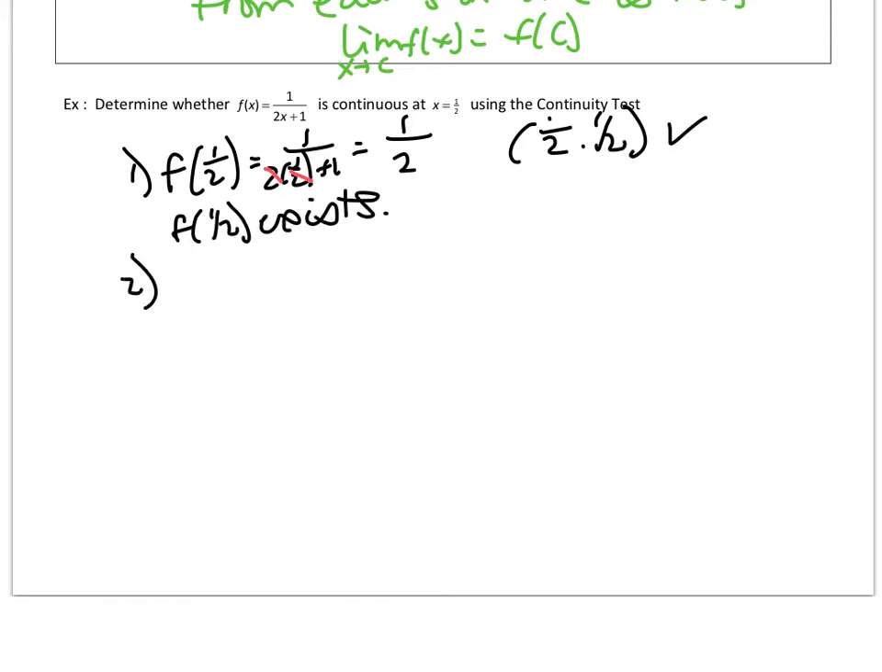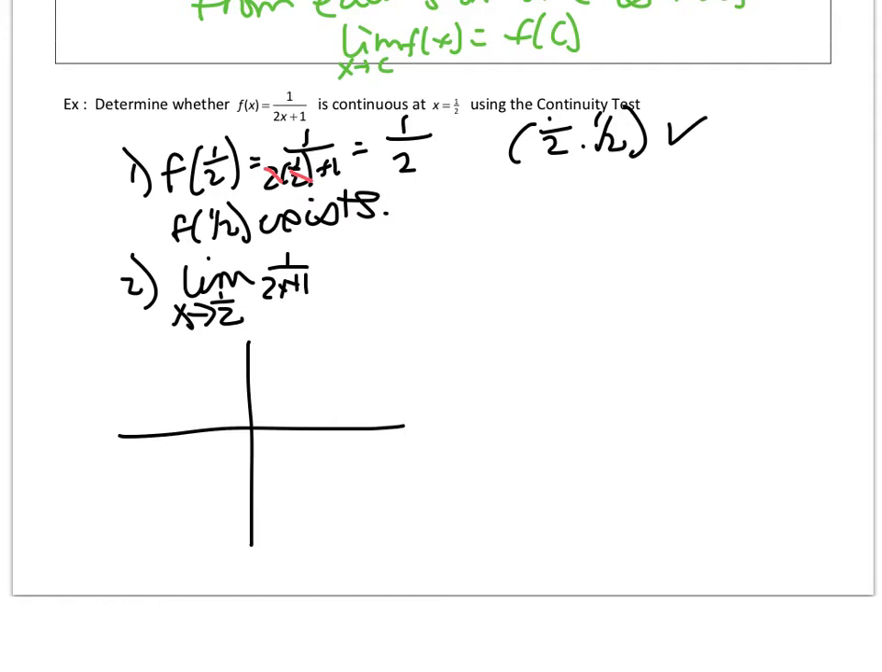Okay. Then I need to check my limit as x approaches 1/2 of my function. We're going to continue on this a little bit more later on when we get to chapter 2. If you remember from algebra 2, in order to graph this function, it's a rational function, I have a vertical asymptote at -1/2. So I'm going to just eyeball it. I'm not going to be exact on this right now. I also will have a horizontal asymptote.